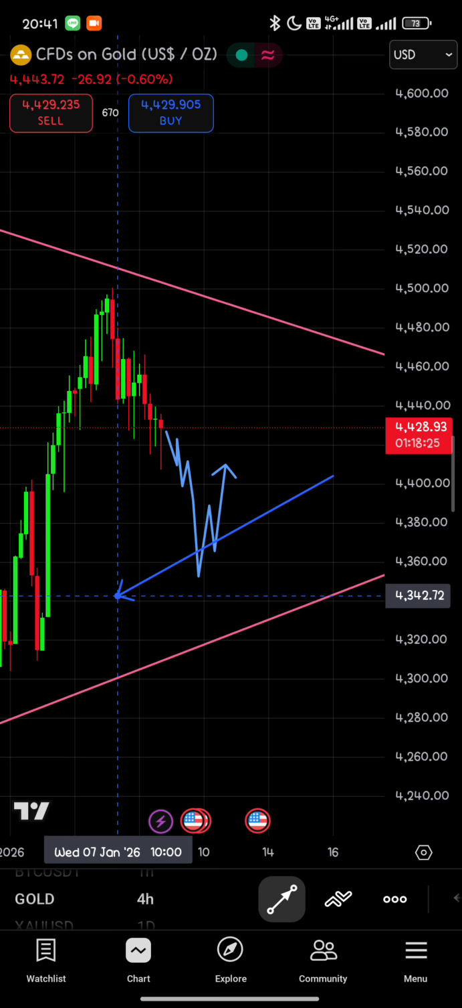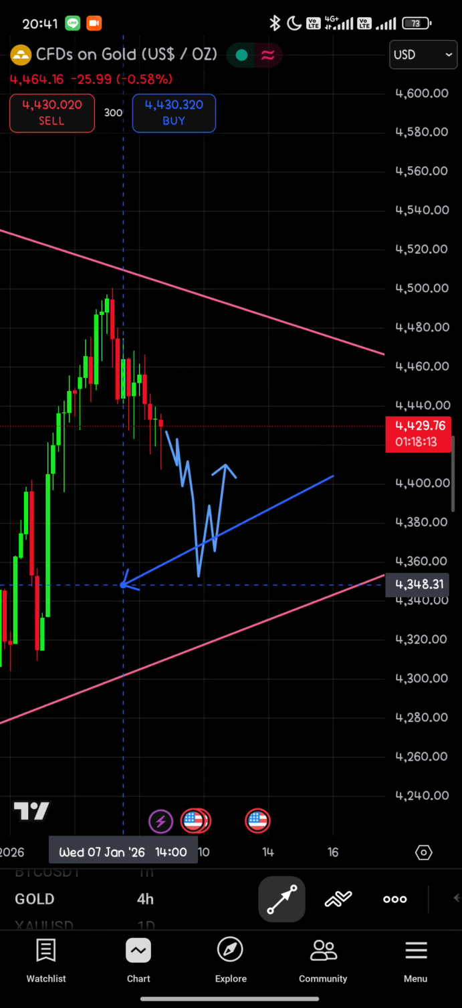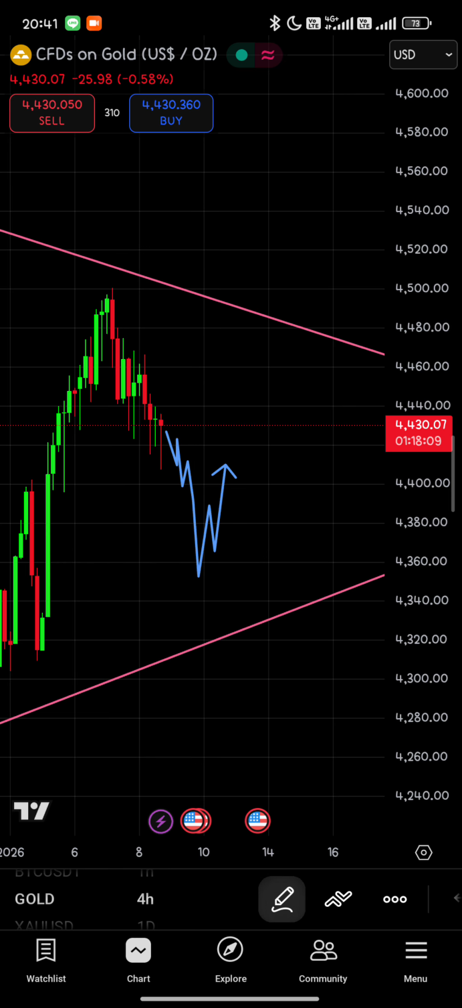I don't call this a fair value gap, because I trade based on price action. I trade based on psychology. I don't trade based on pattern names. I don't trade based on zones. I trade based on action. All right. So this is what I'm doing.